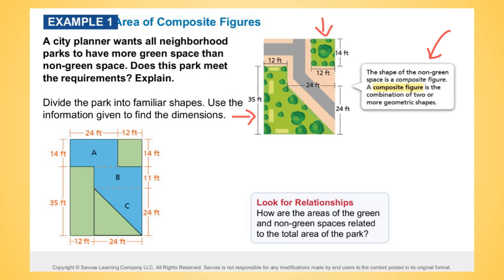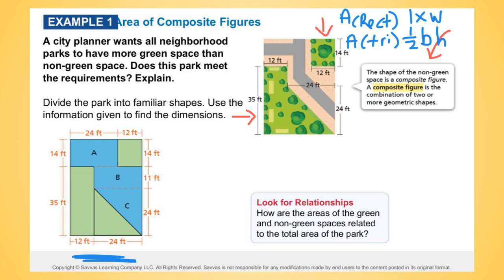So because we are talking area, let's do a really fast review. If we want to find the area of a rectangle, we're going to take length times width. And if we want to find the area of a triangle, we're going to take half of the base times the height. So remember, we're trying to find out whether or not the park meets the requirements. So over here, we actually have our shapes all nicely divided. So we're going to find the area of the green spaces first.